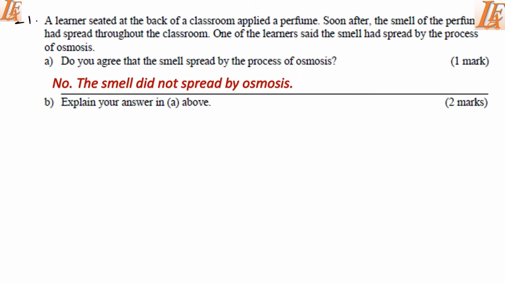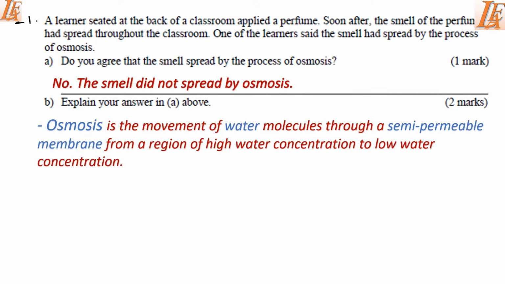Now, question B, explain your answer above. Why is it not osmosis? In this case, we can respond to this by saying osmosis is the movement of water molecules through a semi-permeable membrane from a region of high water concentration to a region of low water concentration. And in this case, we don't have water, we have a perfume. So this is not osmosis.